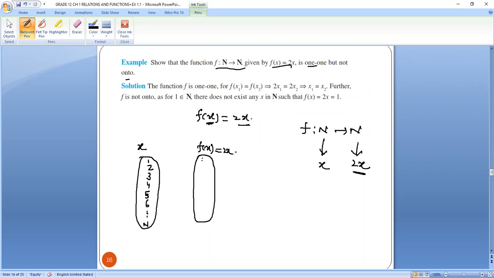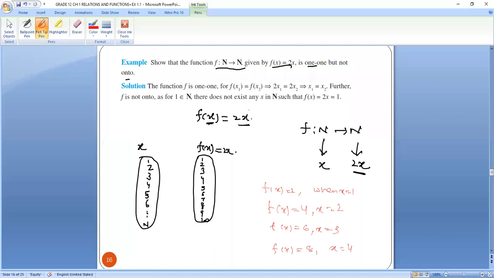In the set, elements will be n natural numbers: 1, 2, 3, 4, 5, 6, 7, 8, 9 and so on to infinity. But our mapping is only x to 2x. That means when x is 1, f of x is 2; when x is 2, f of x is 4; when x is 3, f of x is 6; when x is 4, f of x is 8. We are substituting x here.